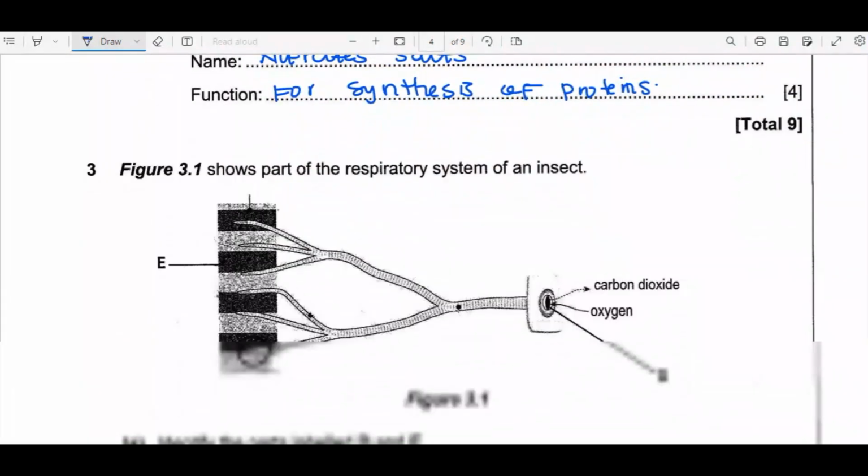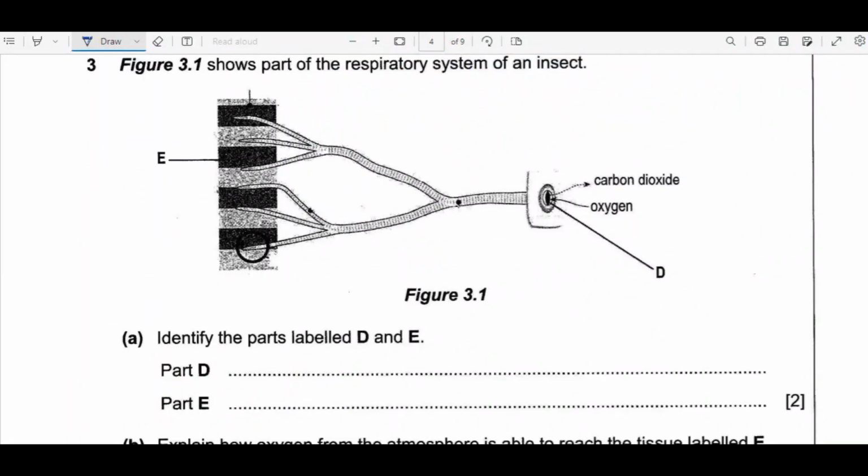Then we move on to question 3. Figure 3.1 shows part of the respiratory system of an insect. Identify the parts labeled D. So D is where the entry of oxygen and the exit of carbon dioxide occurs through. So we'll have a spiracle. Then part E, we have muscle fiber, which is the same as the tissue.